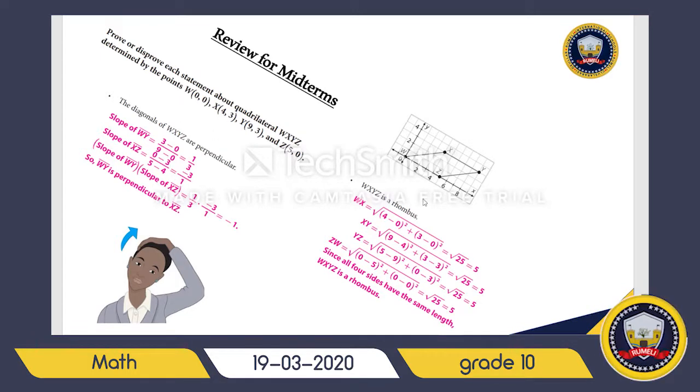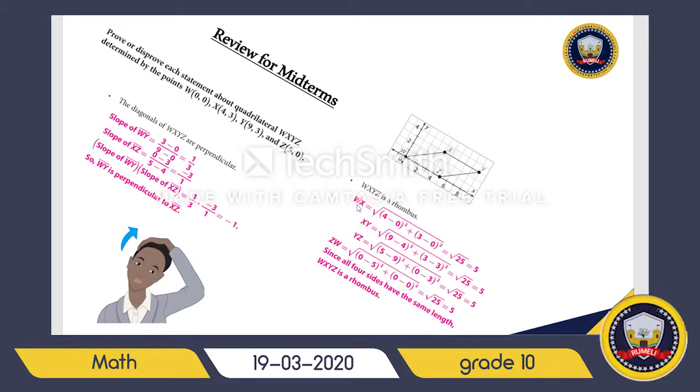Let's go to the next statement. It says WXYZ is a rhombus. What is the definition for rhombus? It says that all the sides are congruent, meaning they have all the same length. How can I prove or disprove that? I need to check these distances and compare them.